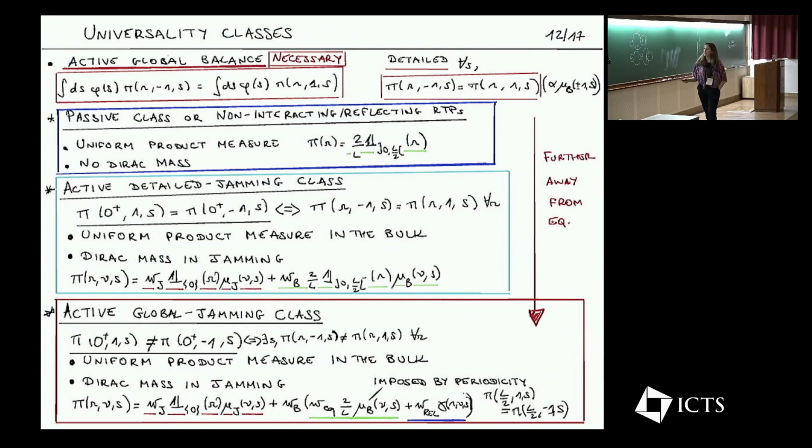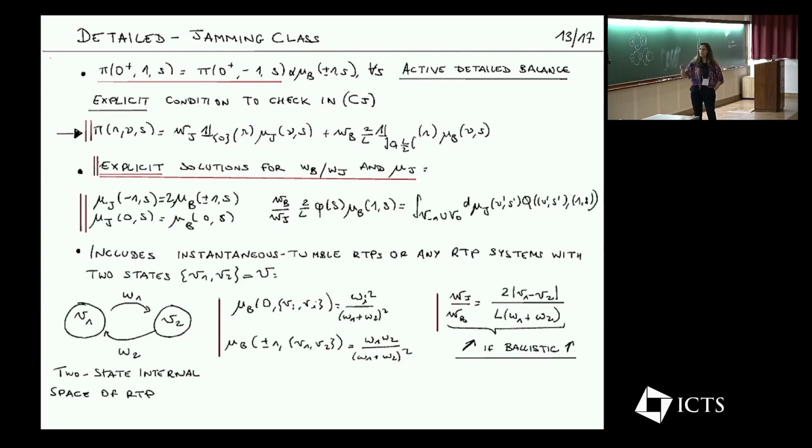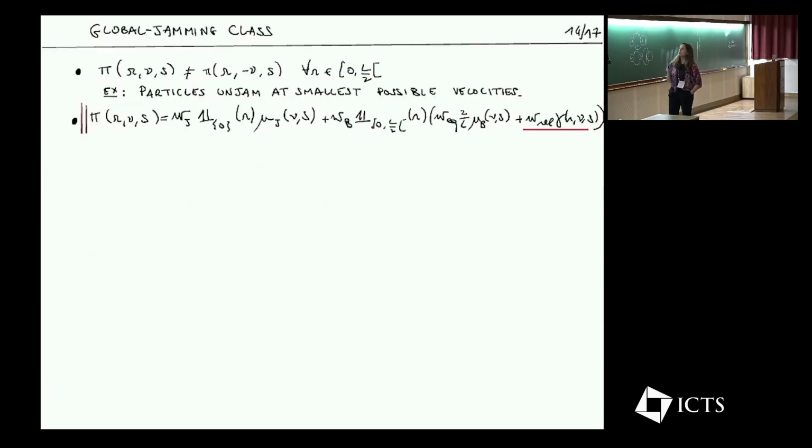And this relaxation, so in here, why do we still have this type of uniform term? That's because it is imposed by the periodicity, where you are actually recovering this detailed symmetry. So here, okay, this is just a slide to say that we have other explicit solutions, everything is explicit. And the same for the global jamming. And I'm going to finish very quickly on that.